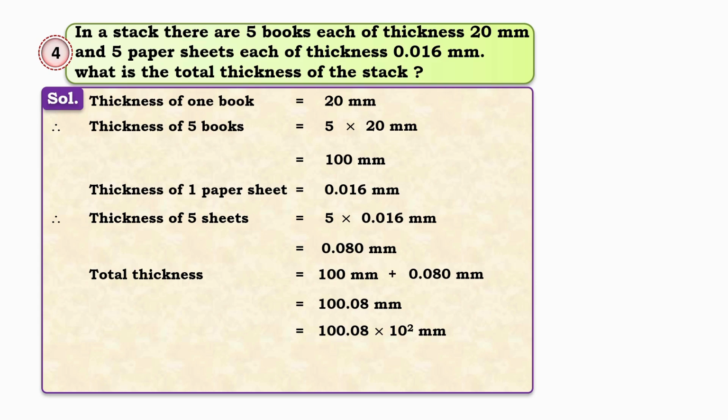Here there is a printing mistake. So it should be 1.0008 into 10 to the power 2 millimeter in the standard form. Or if you don't want to convert it, you can write it like 100.08 millimeter. But in exponents, if you can write it in the standard form, that would be good. So at the end, the final answer would be 1.0008 into 10 to the power 2 millimeter.